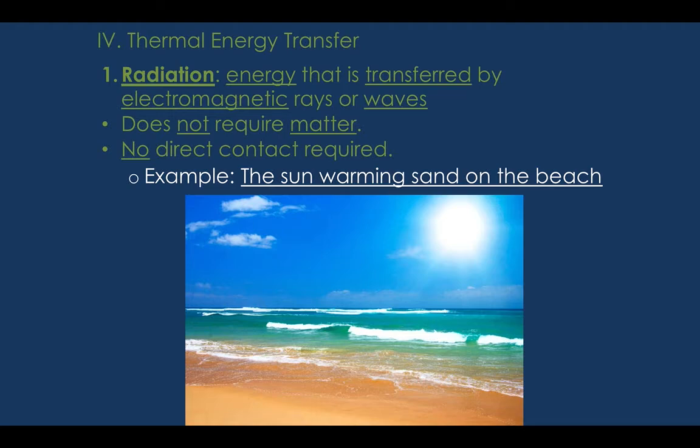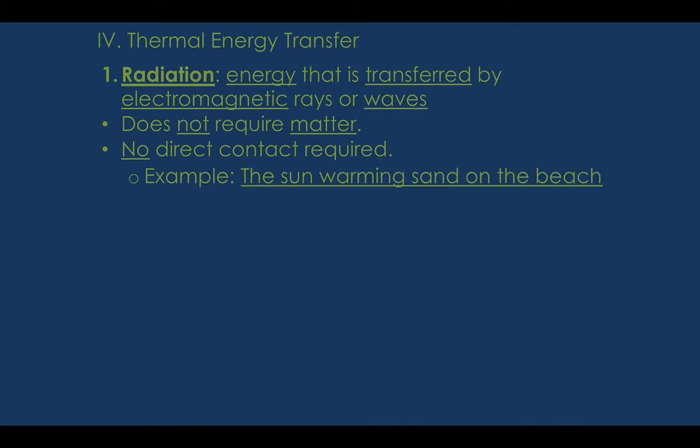Now, this, of course, is the way that the sun actually gets its energy to the earth in the first place. Traveling through space travels by radiation. So that's the first type.